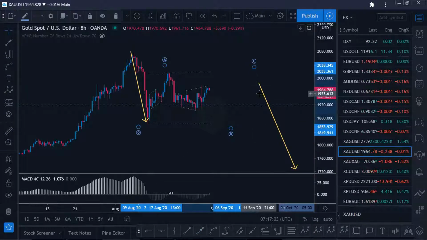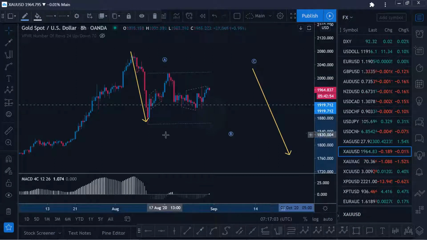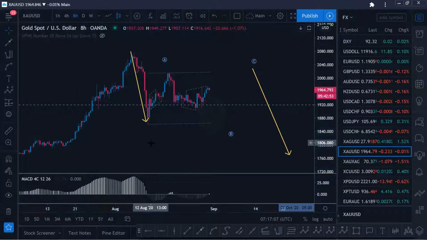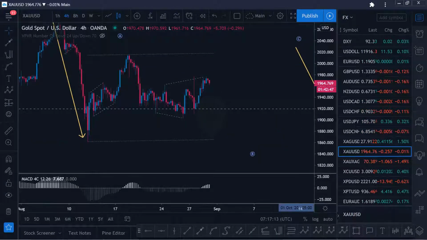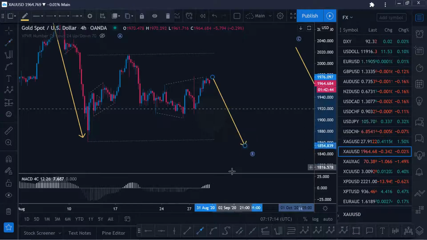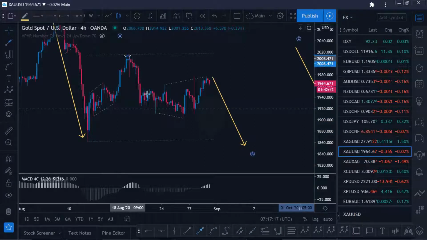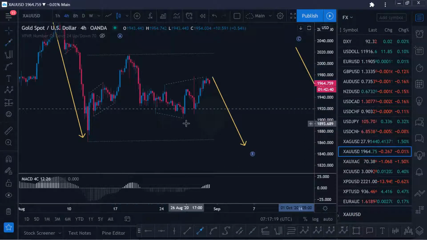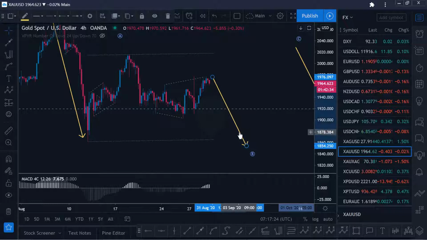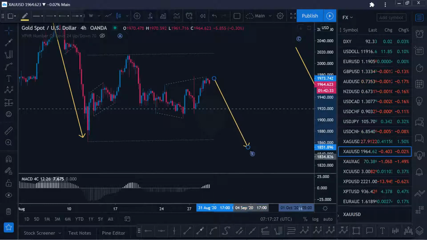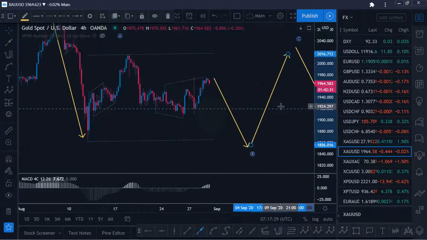So a bit of a complex correction at the moment on this lower degree. So keep an eye on that. I'd like to see this really start to play out as a short trade from here, where we have this as your A of B, then an expanding flat as a B or the central B wave, and then a move down as C of B to complete your B wave.